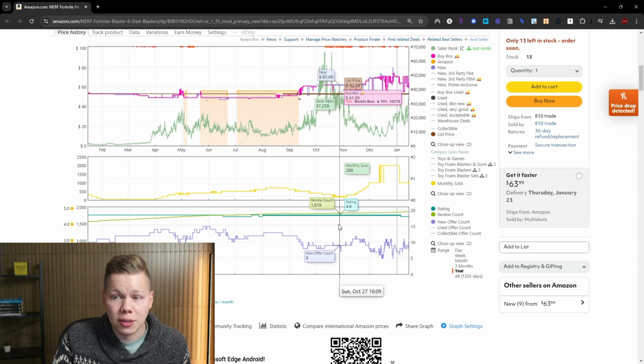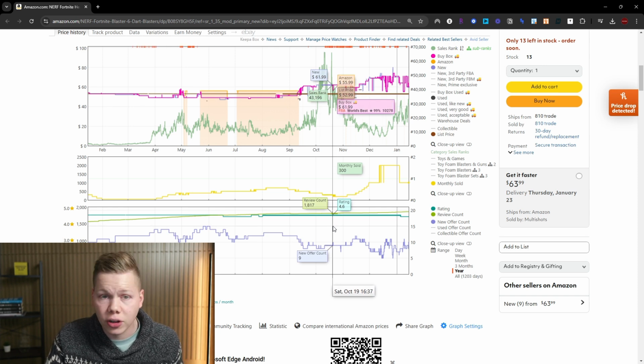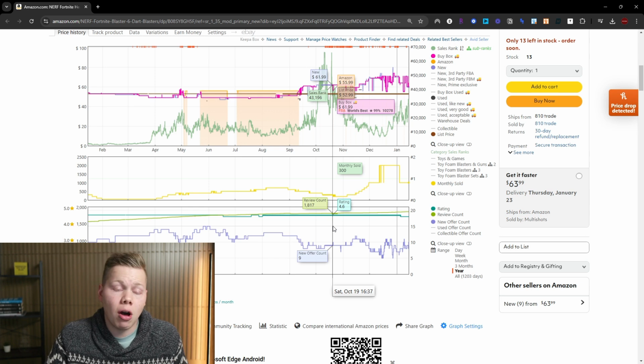The last graph is simply showing us how many offers this product has, also known as sellers. So the more offers it has, the more competition you have.